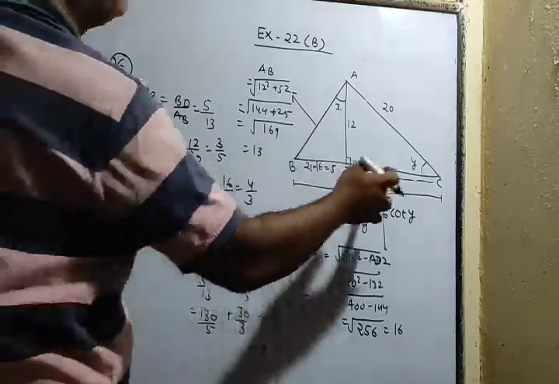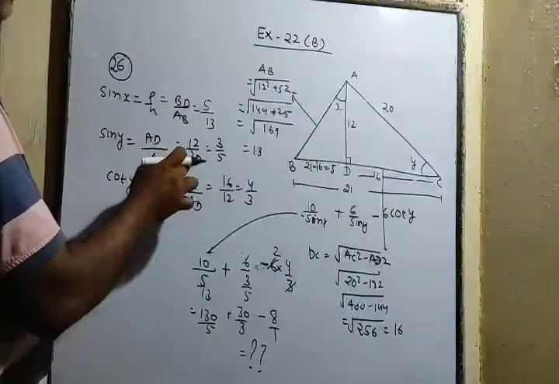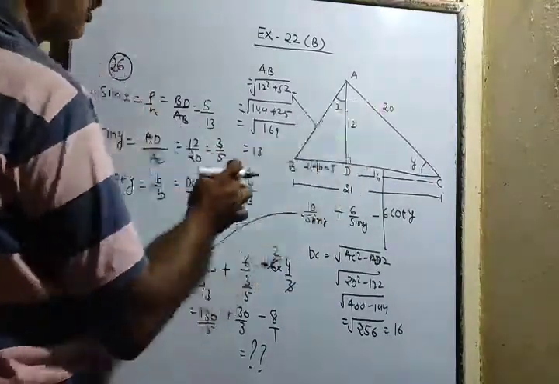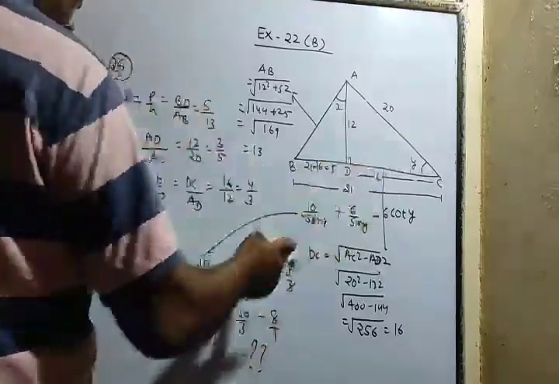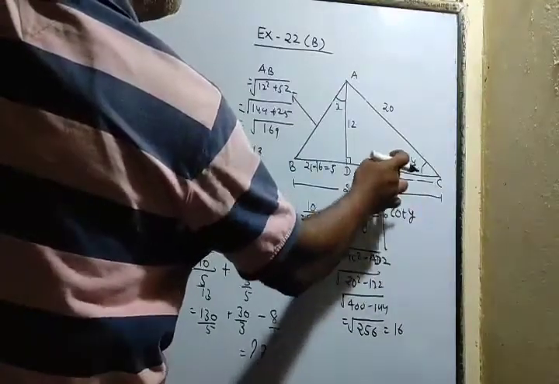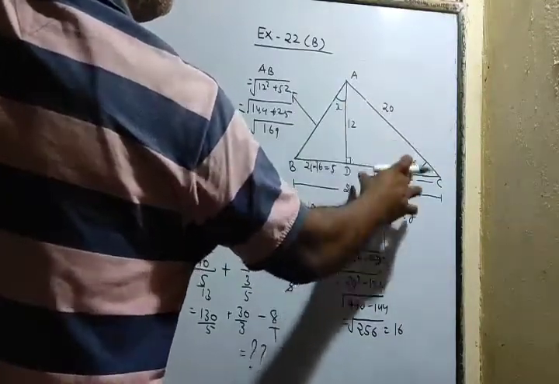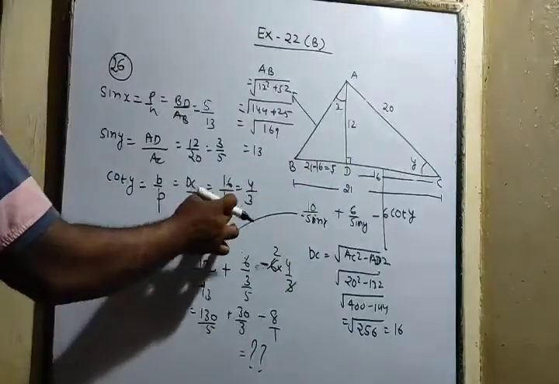Then we'll calculate sin y. Sin y is P by H, meaning AD by AC. AD is given 12, AC is 20, so it will come out as 3 by 5. And the next one is cot y. Cot y is B by P. So B by P we will calculate. So B is how much for this one? B is 16, that is DC, and P is AD. 16 by 12, 4 by 3.